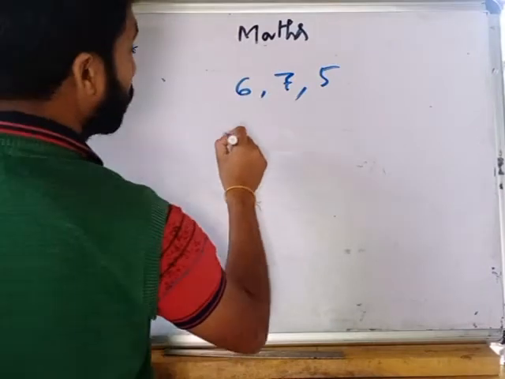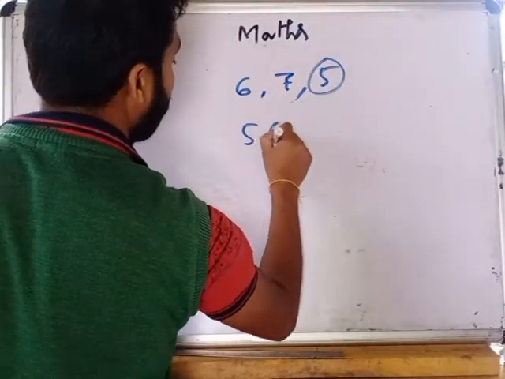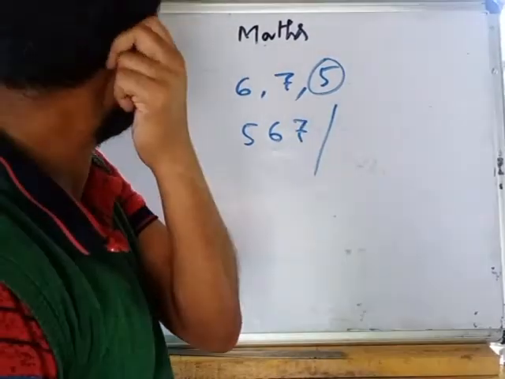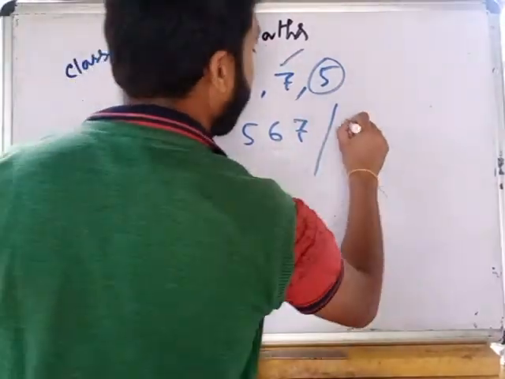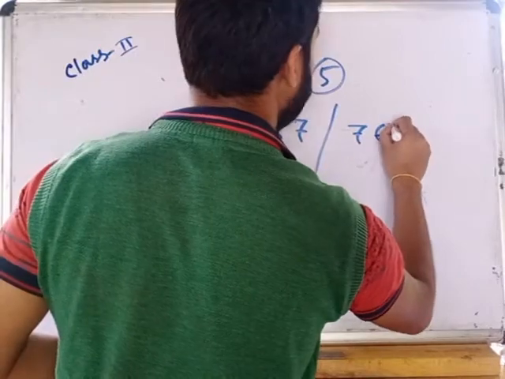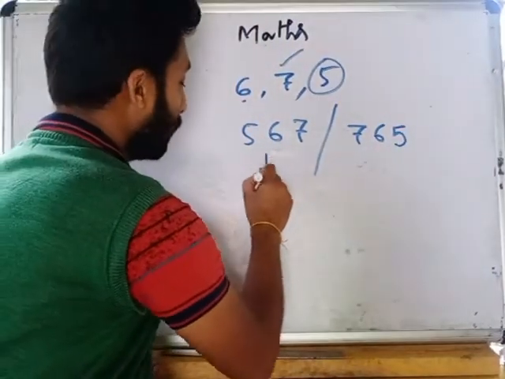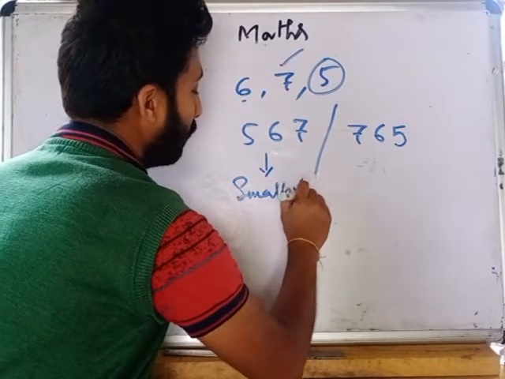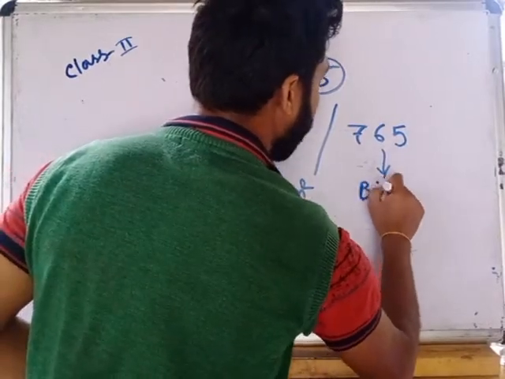If we make the smallest number, we should take the smallest digit first. After that 6, after that 7. If we write the biggest number, on that time we should take the biggest digit first. After that the bigger digit, after that the smallest digit in the last. This one is the smallest. That is the number form. And this one is the biggest.